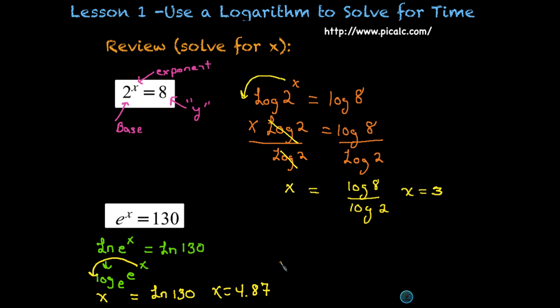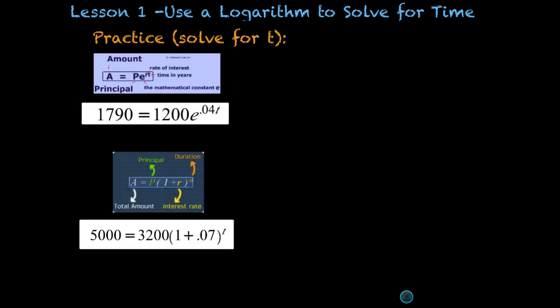So that's a quick review on taking two exponential equations and turning them into logs in order to solve for the exponent. Let's go ahead and apply that to what we are looking at. Let's take these two examples here. In this first one, we have a future amount, 1790, and we have our principal, the amount we currently invested. And obviously we're using compound interest because we have the e, at a rate of 4%. And we want to know how long we need to invest our $1,200 before we have 1,790 sometime in the future.